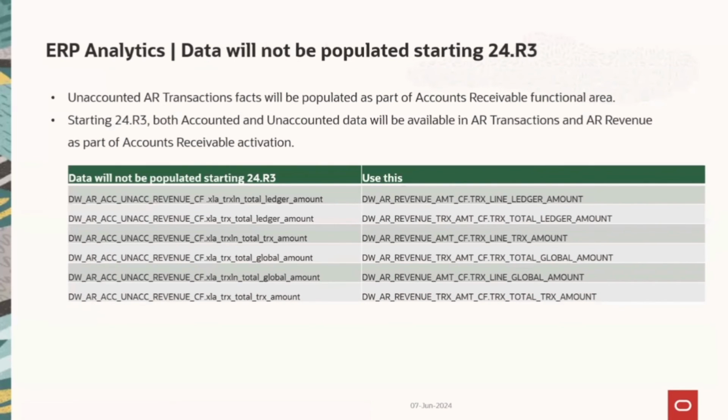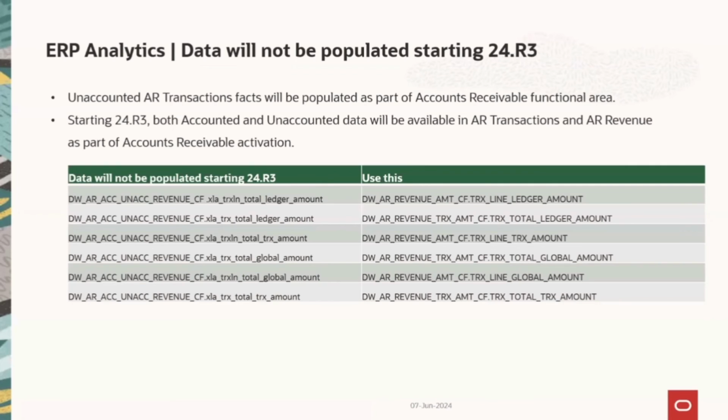And the next one is on the AR front. We started bringing in unaccounted transactions, which was impacting the AR transaction subject area and the AR revenue subject area. So we started supporting that. Earlier it was a separate functional area, and that continues to be there. Now we also enhanced the accounts receivable functional area to support unaccounted AR transactions. So if a customer enables the accounts receivable functional area, even the unaccounted data starts flowing.